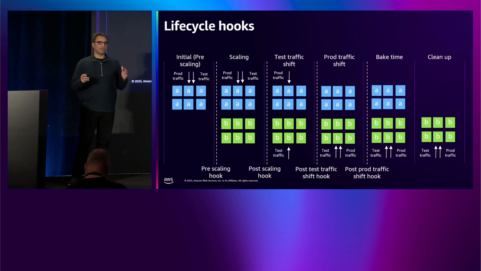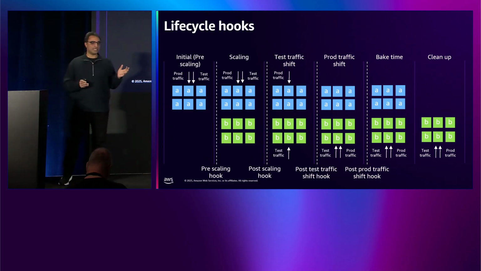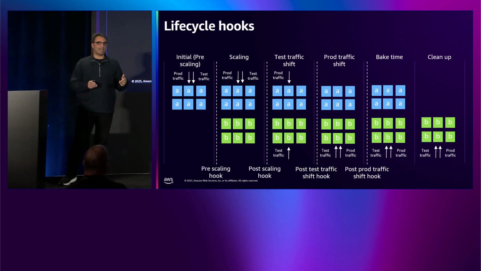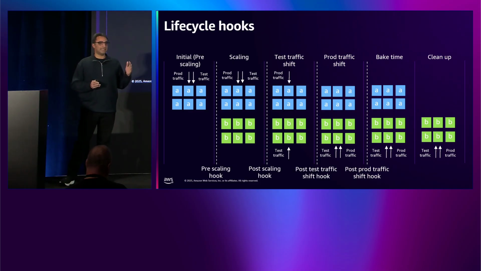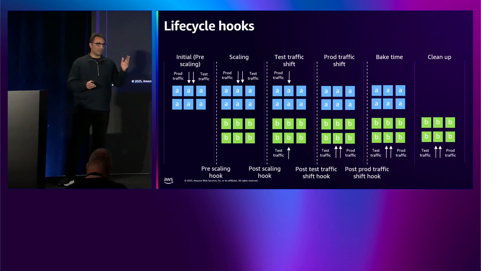Lifecycle hooks are Lambda functions that can be invoked at these different points of the deployment workflow. And these lifecycle hooks are expected to return either in progress or success or fail. If it's in progress, the deployment is held at this stage, and it keeps calling it again after a configured number of seconds. And it keeps calling it till it returns either success or fail. If it returns success, the deployment will progress to the next stage. If it returns fail, a rollback will be requested.